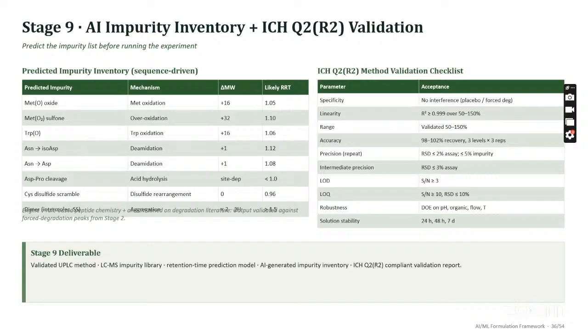If you use QTOF, it will give you the amino acid sequence. The molecular weight will come from the LCMS ESI model. ESI, electrospray ionization. Okay, so here you predict the impurity before running the total run. Next.